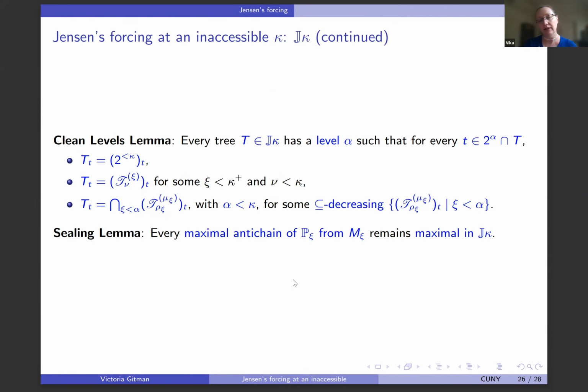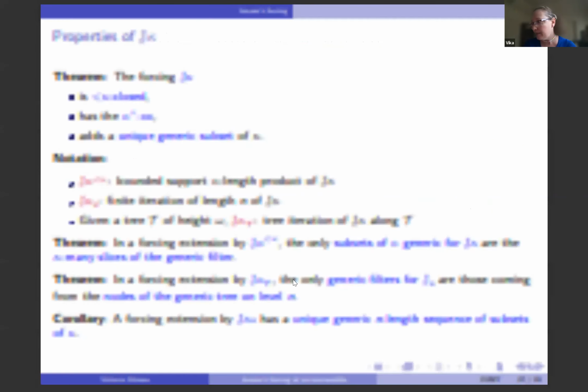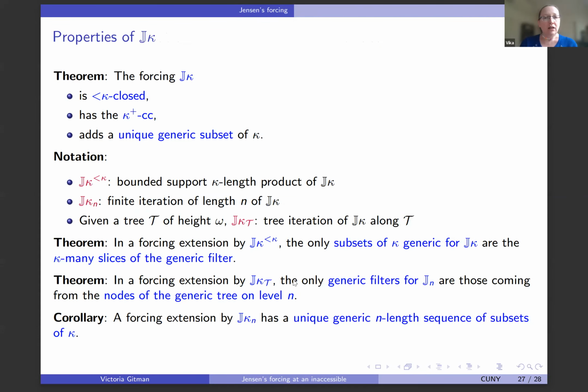And we get the sealing lemma, which is the one that we were really worried about initially, that you do seal maximal anti-chains from MC. And so this generalized forcing has all of the properties which we wanted it to have. It's less than kappa closed. It has the kappa plus CC. It adds a unique generic subset of kappa.